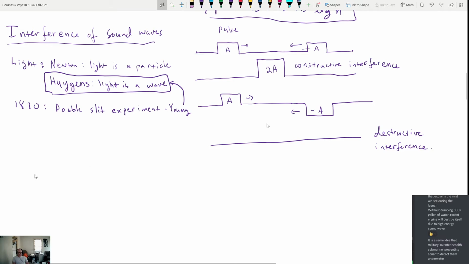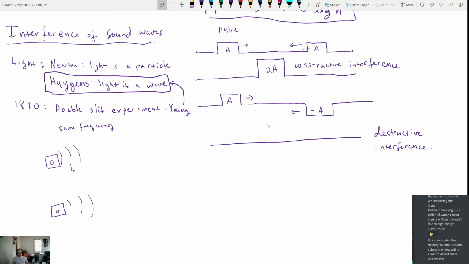So imagine we have the following situation. We have two speakers. There's a speaker here that's producing sound, a speaker down here that's also producing sound. And let's assume that each one of them is producing sound of just one frequency. So these could both be tied up to the same sound generator, and they're both producing sound with the same frequency. This is important to make this work out.